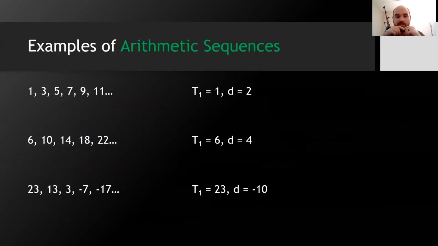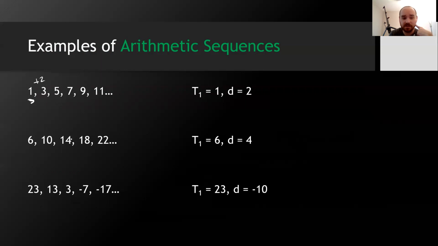So here's some examples of arithmetic sequences. We have 1, 3, 5, 7, 9, 11. These are just all the odd numbers. T sub 1 is 1. That's the first term in the sequence. D is 2 because it goes up by 2 every time. We add 2 to get to the next number.